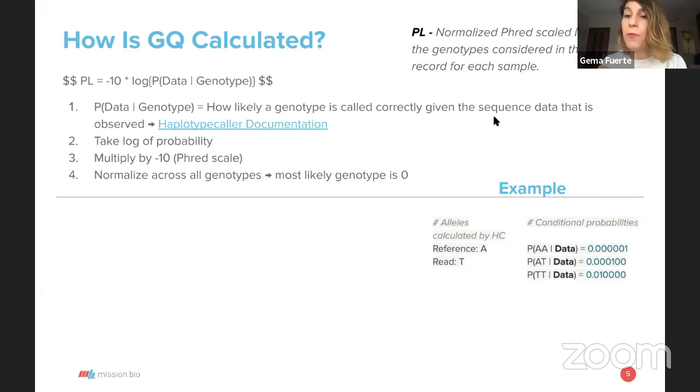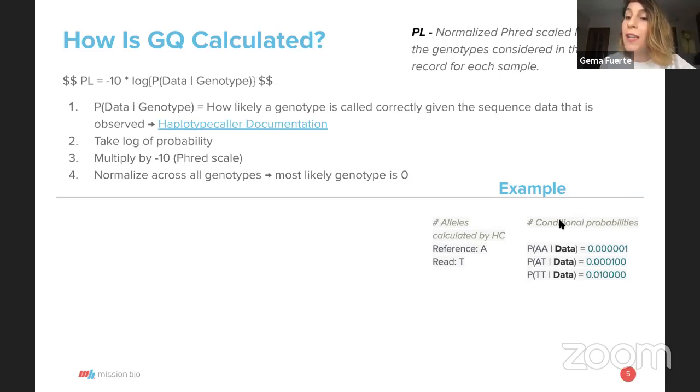We have a site where the reference base is an A, and we have one read where the call is a T. So we also happen to have the conditional probabilities from the haplotype caller. All of this information is in the BCF file. And if you remember, and if you don't remember, all of this information is also available on our Tapestri pipeline. We provide you the BCF files as well as the FASTQ files and the BAM files.